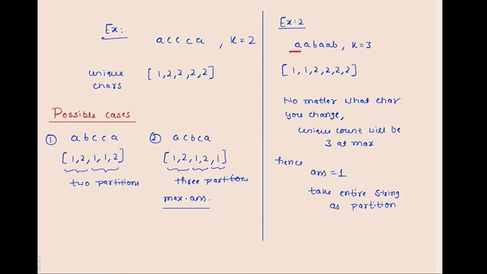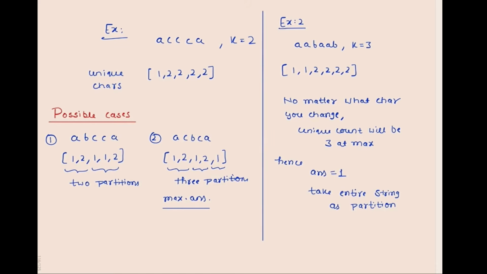If we take another example, and here k equals 3, that doesn't matter. Let's just see how we get the unique characters at each index. For A it is 1, for A it is 1 again because it's the same character. For B it is 2, for A again it is 2 because A has already come before. For A again it is 2, for B it is 2. So this is the unique characters array for each index in the string.